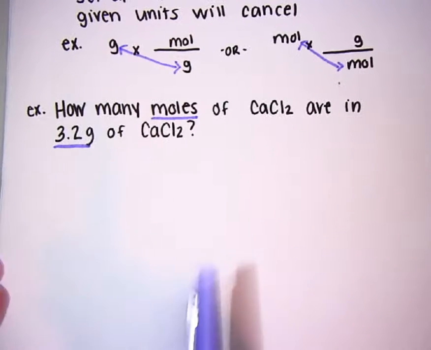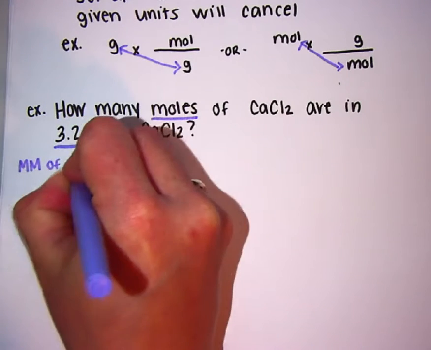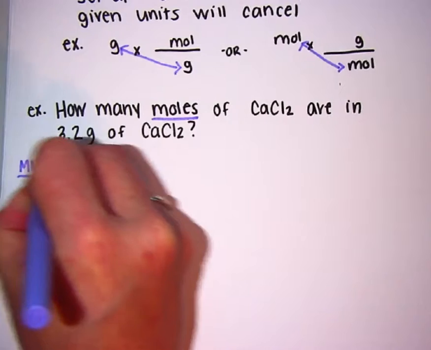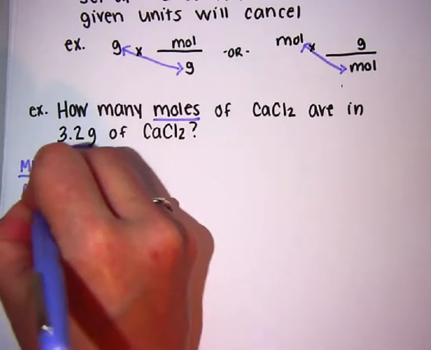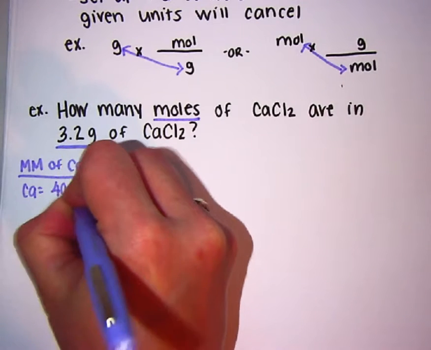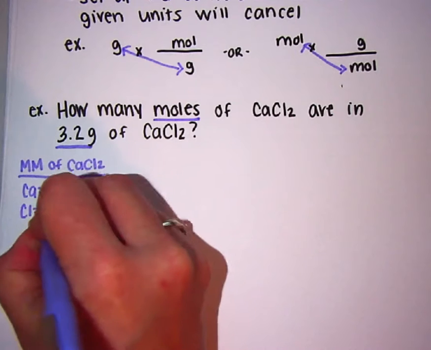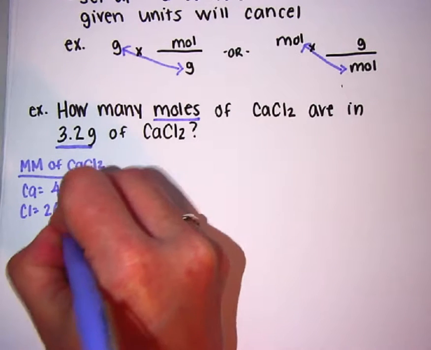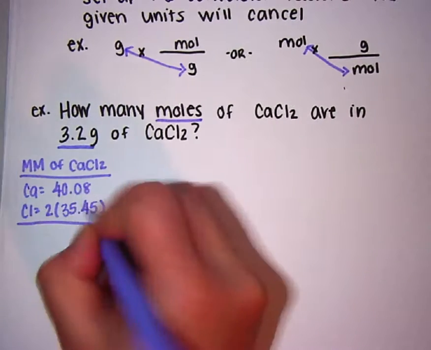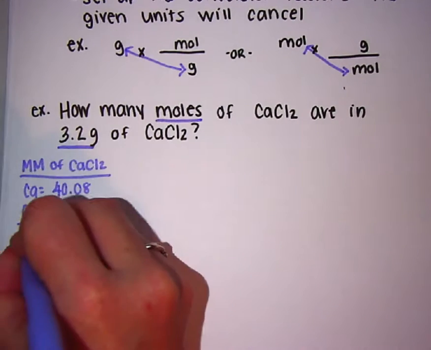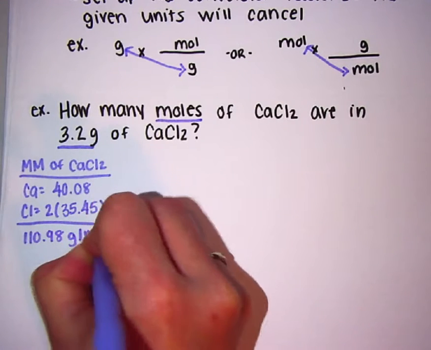So step 1 is we need to calculate the molar mass of calcium chloride. So I could look up calcium on the periodic table. Its molar mass is 40.08 grams per mole. I have 2 chlorine, so 2 chloride ions, times a molar mass of 35.45 grams per mole. So the molar mass of calcium chloride is 110.98 grams per mole.